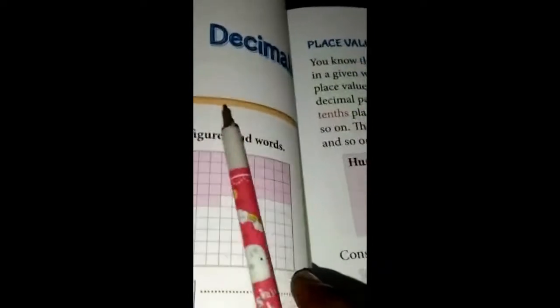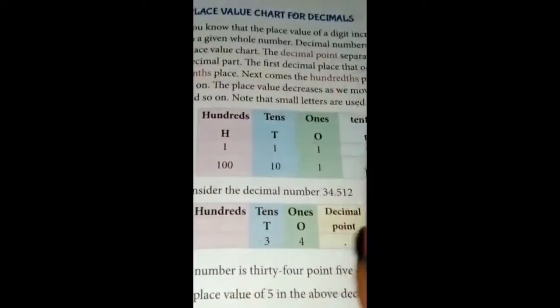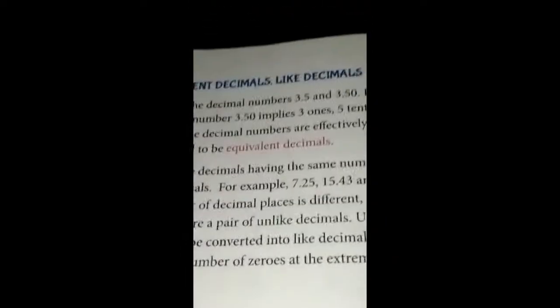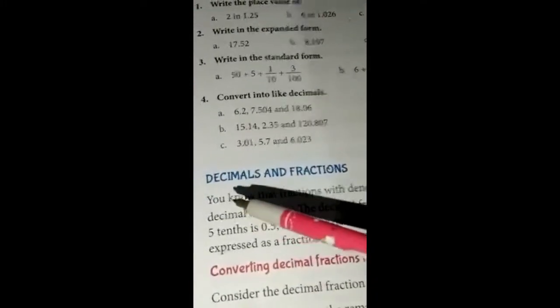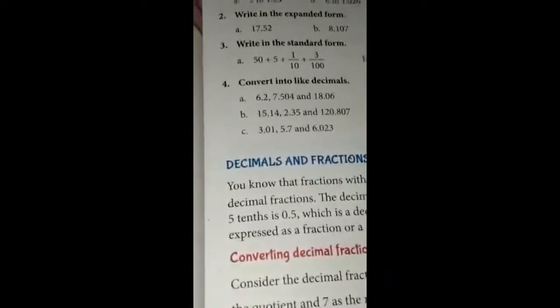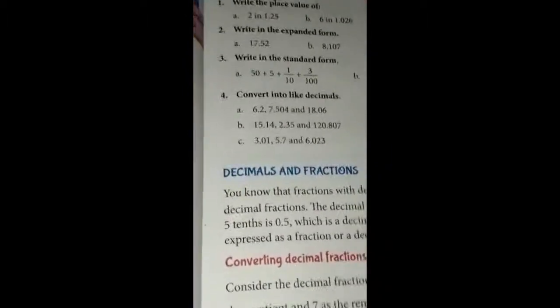Students, we are learning our first chapter, named decimals. In this chapter we learn a place value chart for decimals, and we also learn equivalent decimals, like decimals and unlike decimals, and we solve exercises based on these concepts. And we learn decimals and fractions, converting decimals into fractions and fractions into decimals. And we also solve examples based on those concepts.